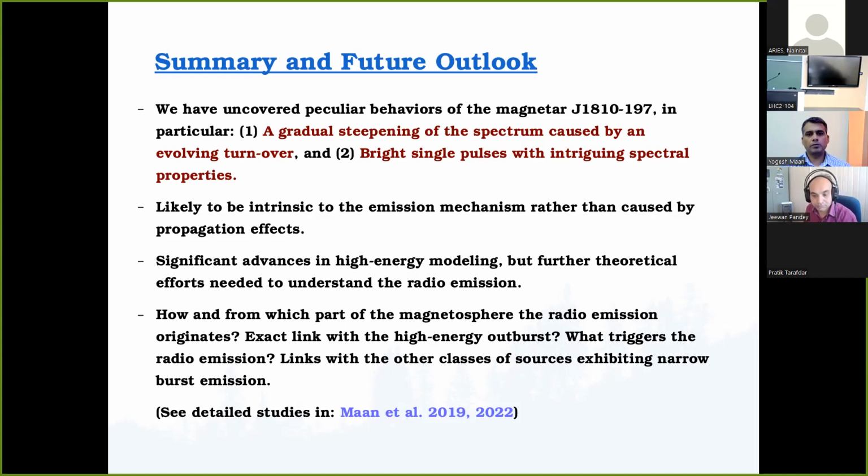The other one is the bright single pulses with very intriguing spectral properties. Both of these properties are likely to be intrinsic to the emission mechanism rather than caused by propagation effects, but more detailed characterization in the future might throw more hints in that direction. Probably due to the scarcity of radio emission detections from these magnetars, there is hardly much progress on the theoretical side, and it's high time that happens. There are many open questions which still need to be addressed. With that, thank you very much for your attention.